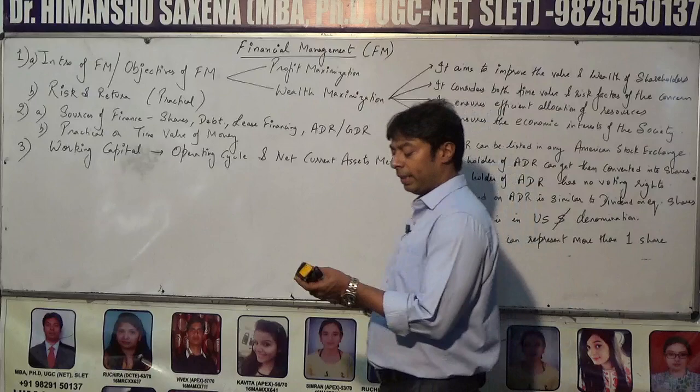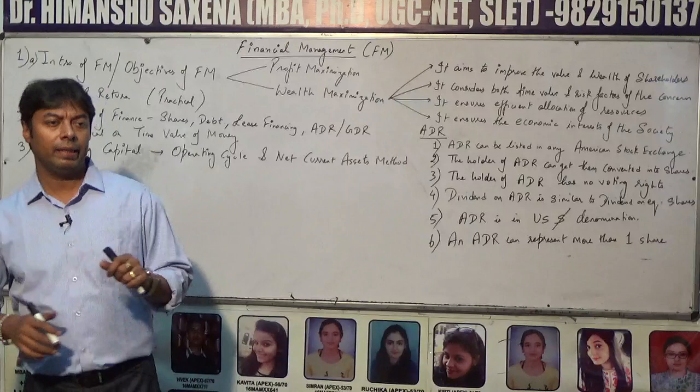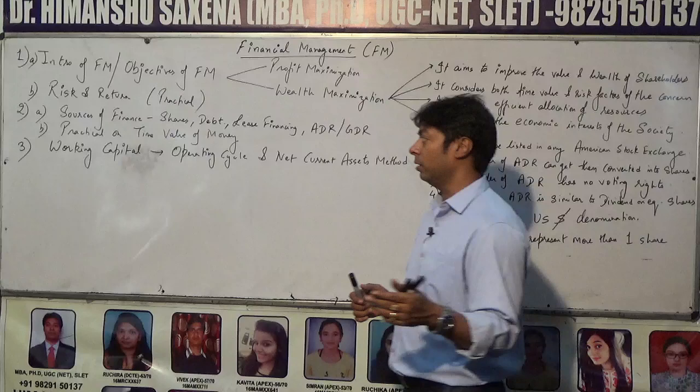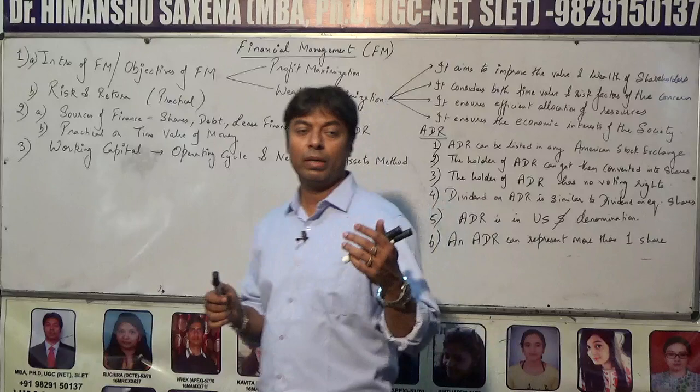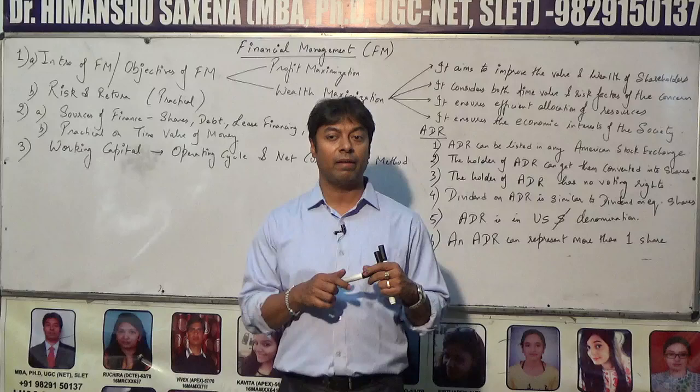So working capital, remember, a firm always needs some capital in order to carry out day-to-day transactions, routine operations. That amount is called working capital, and that can be calculated by using the operating cycle method, where we have learned various formulae to calculate the value of the operating cycle. Then with the help of the operating cycle, you have learned how to calculate the value of working capital.